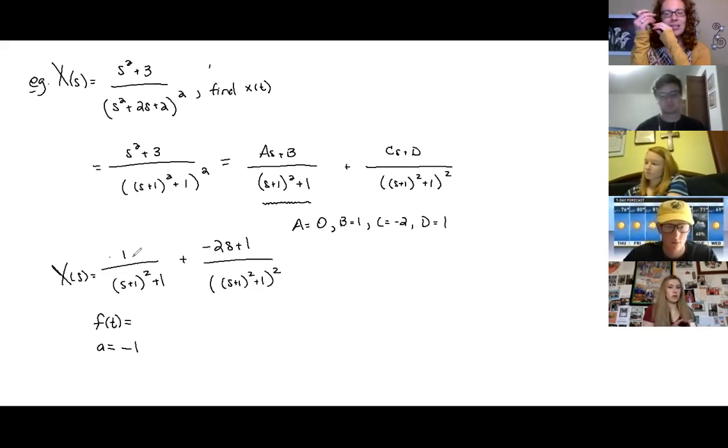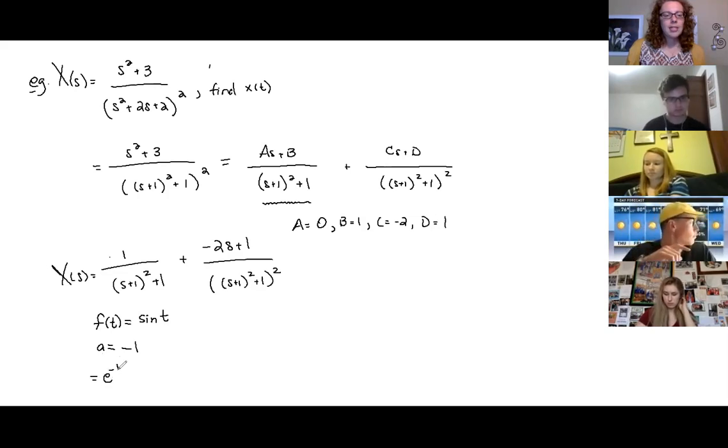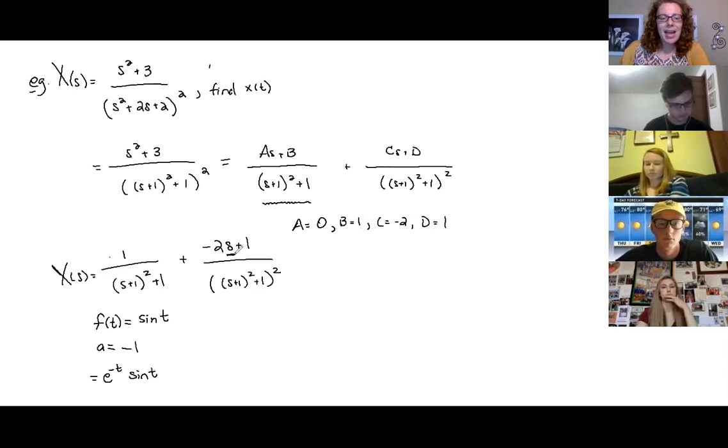Stuart, what do you got? E to the negative t sine t. So yep, I'm breaking it down into 2 steps and you did it all in one. If I didn't have an s plus 1, it would just be sine of t. And so therefore, this first part is going to be e to the negative t times sine of t. That's my first part since I have a equals negative 1.